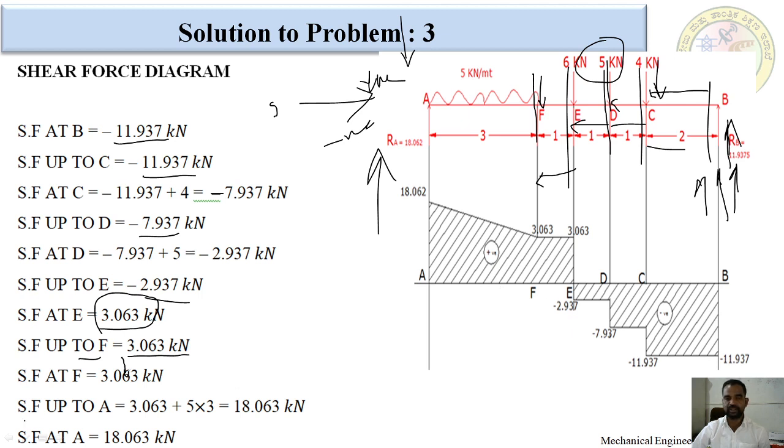Okay. After that, shear force up to A point, up to this point 3.063. From how much at this point? 5 into 3, because UDL is converted into point load. 5 into 3 is equal to 18.063 kilonewton. And after that, at A point also we are having the same load we got up to A point. This is the same value, 18.063 kilonewton.